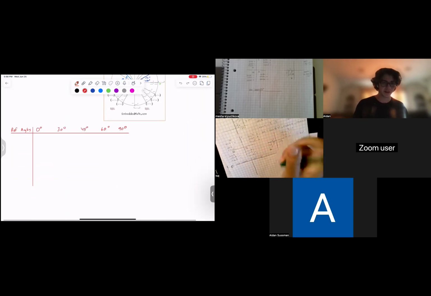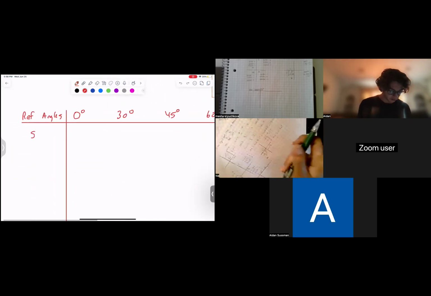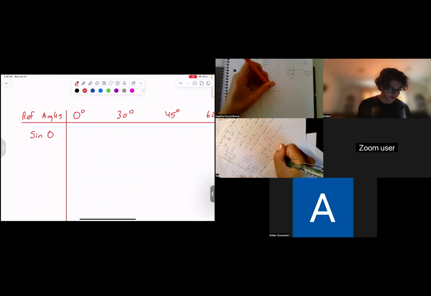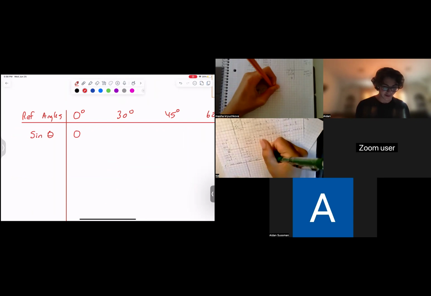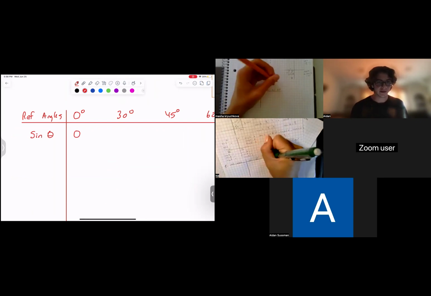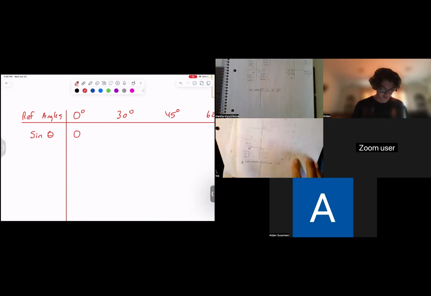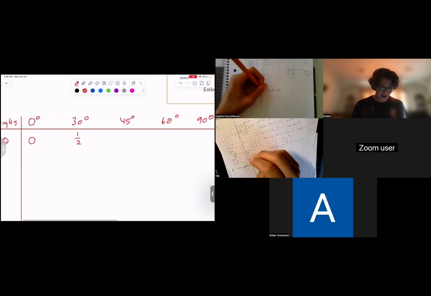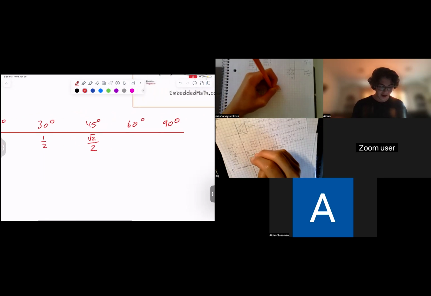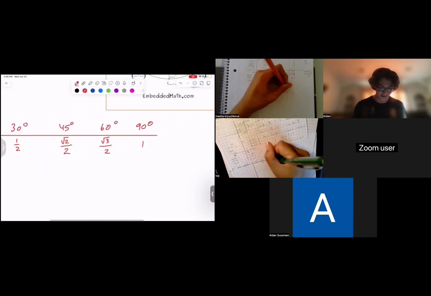And let's write down what each of these are. For sine of each of these angles, at 0 degrees, it's 0. At 30 degrees, that's going to be 1/2. At 45 degrees, that's square root of 2 over 2. At 60 degrees, square root of 3 over 2. And at 90 degrees, that's equal to 1.